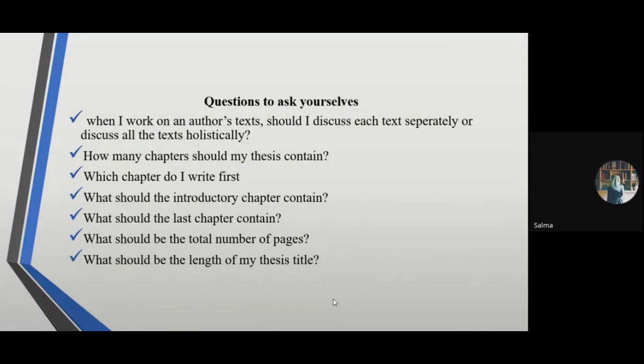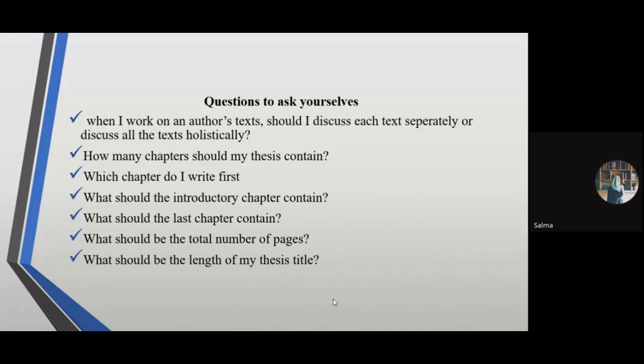Then, after all those things, these questions will always be in mind. When I work on the author's text, should I discuss each text separately or discuss all the texts holistically? For example, if you are going to do a PhD research, definitely all the researchers. I wrote all those things in my notebook. Myself and my guide were discussing all those things. These are the doubts which I had.